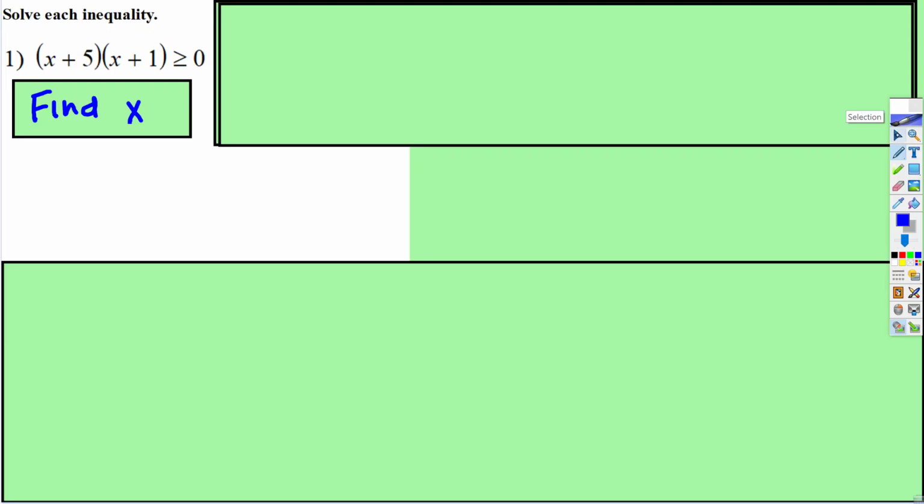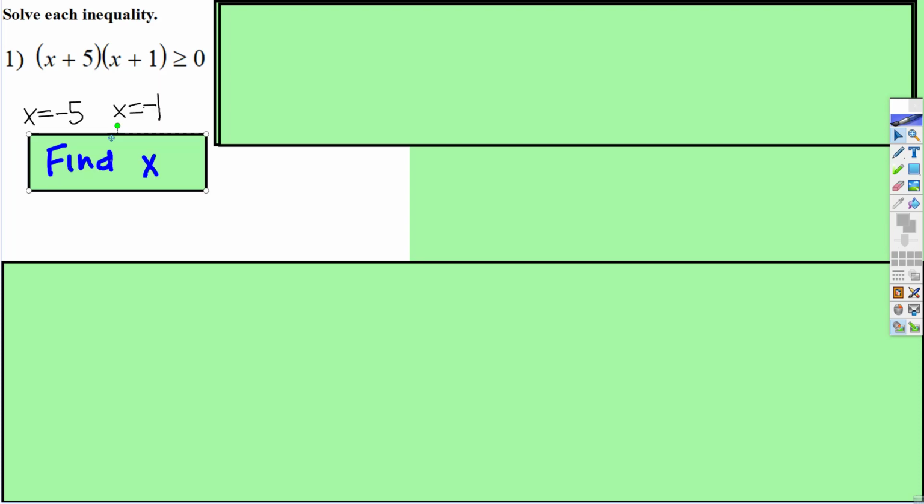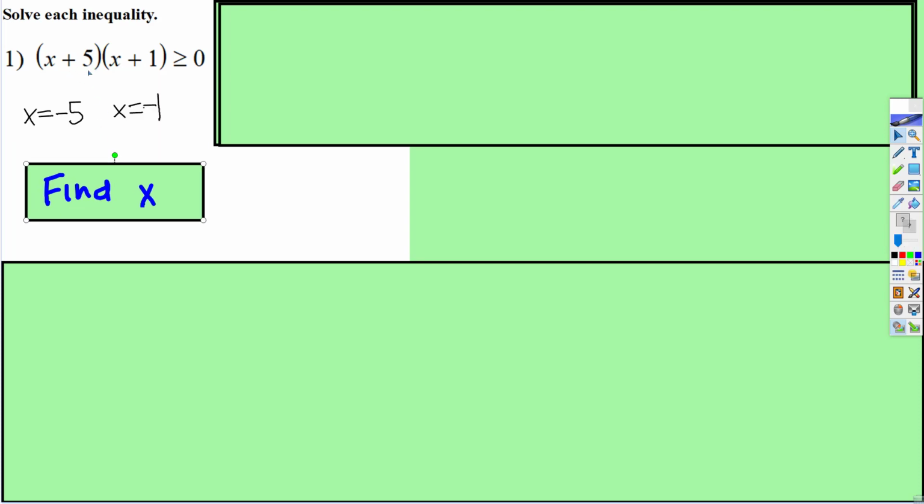When solving quadratic or rational inequalities, there's a little bit more to it. So the first thing you're going to do is find the x's. That makes sense. And it's whatever zeroes out inside the parentheses. So x is equal to -5, x is equal to -1.